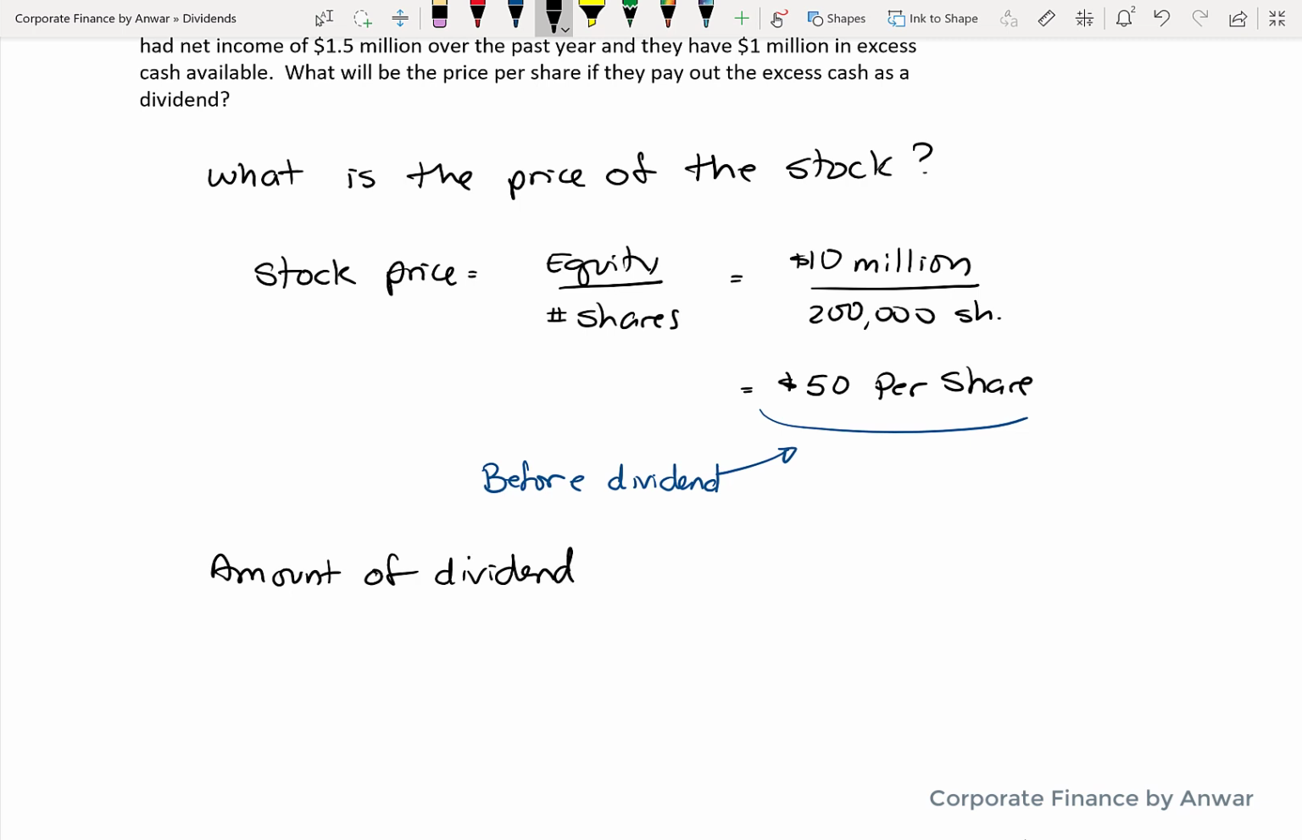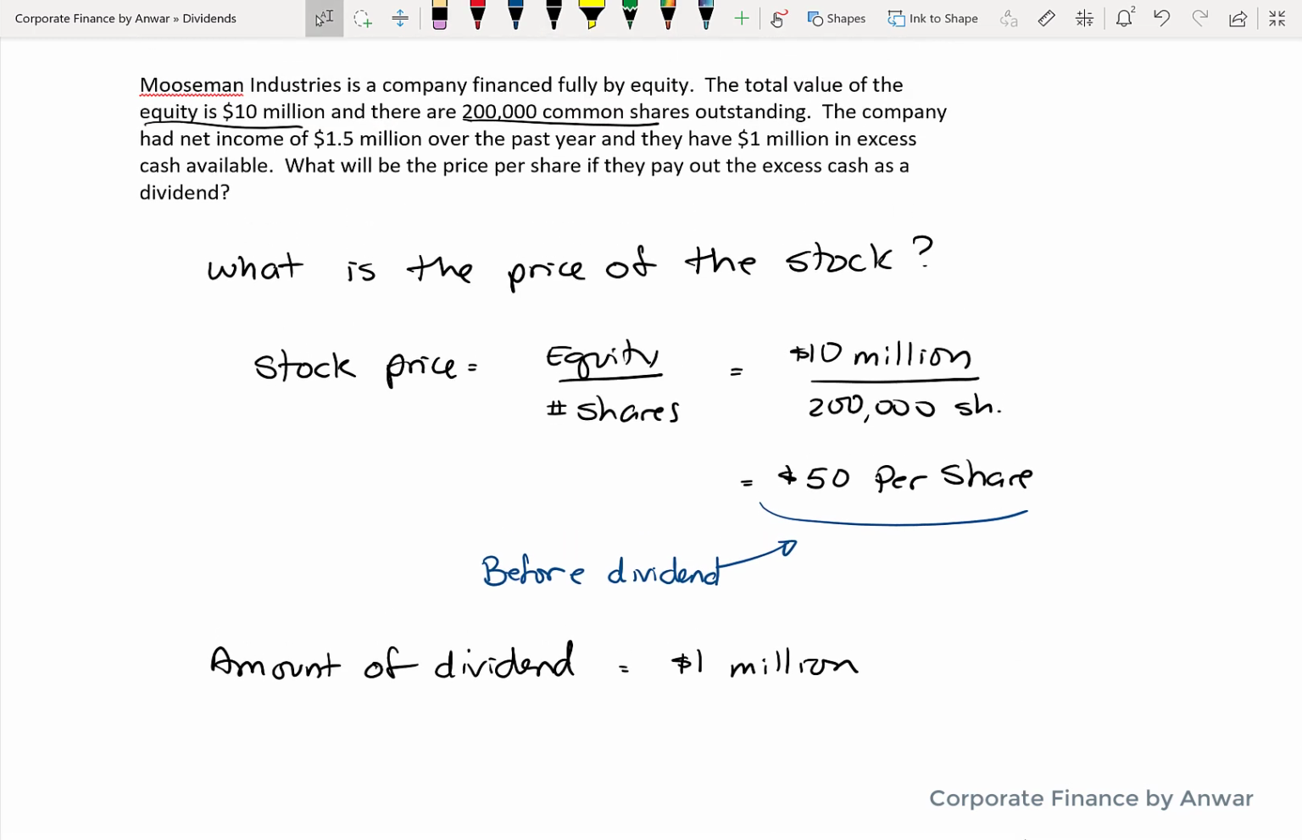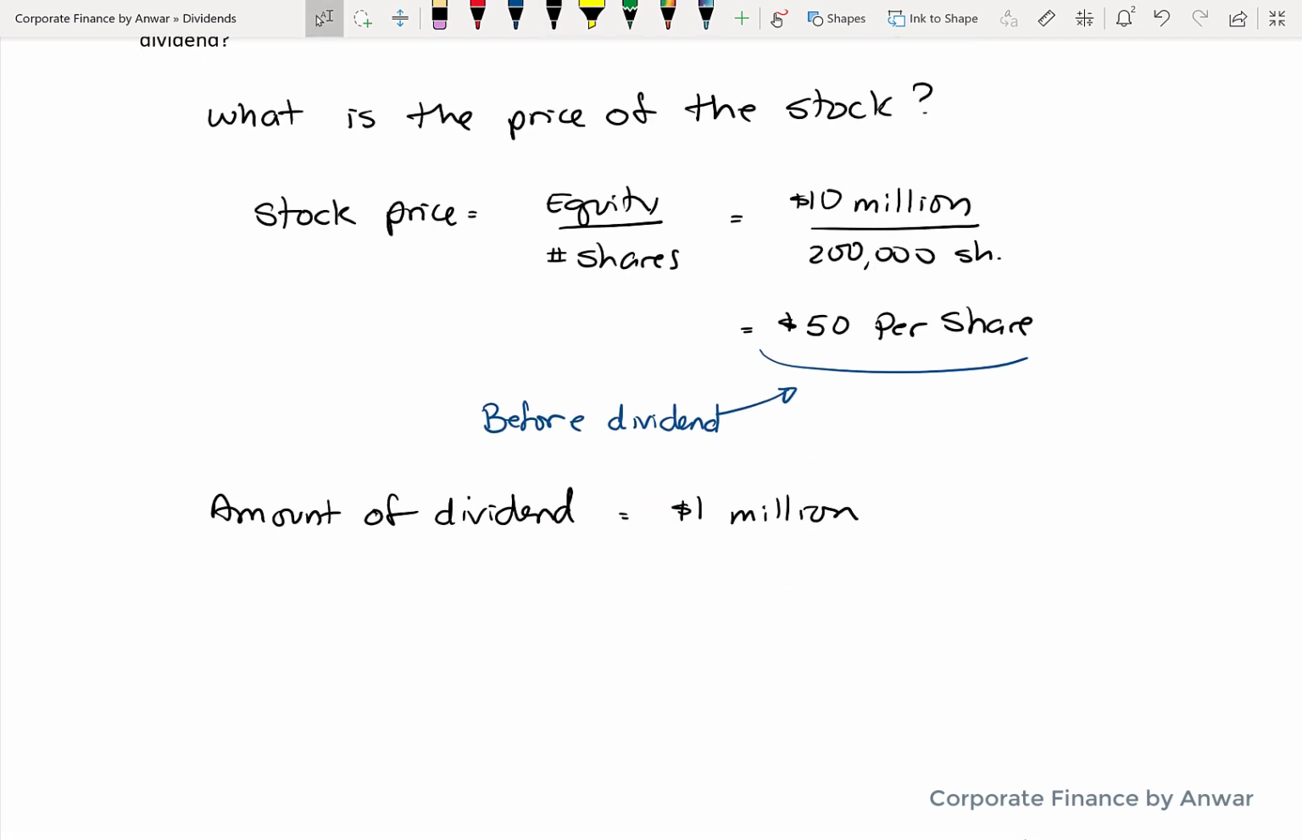The amount of the dividend that they're actually going to pay is $1 million, and they have 200,000 shares outstanding. If you take the $1 million and divide it by the number of shares outstanding, that will tell you how much cash dividend each shareholder will receive per share. So the actual dividend payment is going to be 1 million divided by the 200,000, so it's going to be $5 per share.